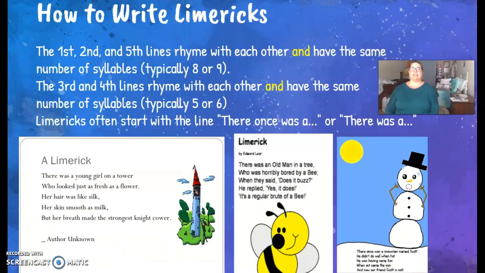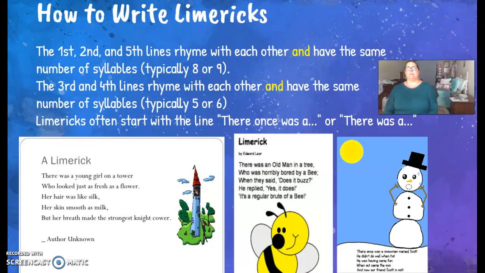So limericks are a special kind of poem. They're often silly and they're fun, and they're written with a certain pattern. So the rhythm and the pattern is going to be the same every time you write one. And they're usually 5 lines in length. The first, second, and fifth lines rhyme with each other. And they also have the same number of syllables in each of those lines.